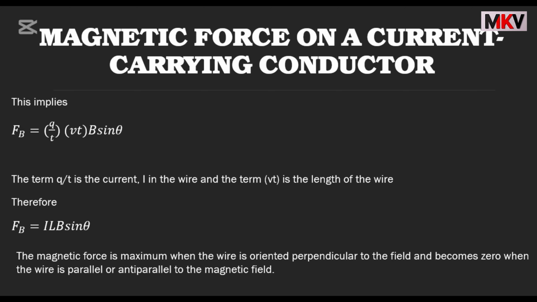Therefore, doing these substitutions, we have F_B equal to current, which is Q over t, times length, which is V times t, times the magnetic field times sine theta. So our equation for the force acting on a current carrying conductor is I L B sine theta. The magnetic force is maximum when the wire is oriented perpendicular to the field, and the force becomes zero when the wire is parallel or anti-parallel to the magnetic field. So we've seen that earlier.